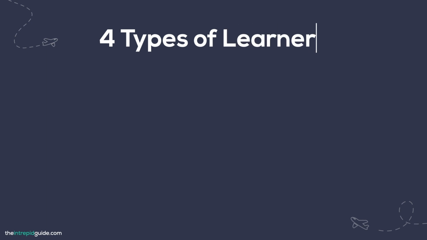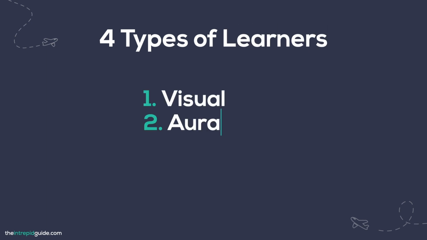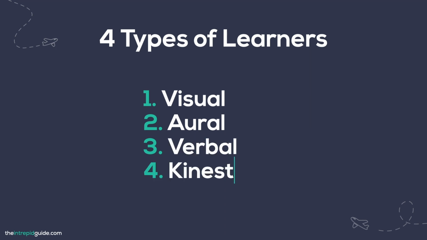There are 4 types of language learners that apply to the majority of learners out there. There are visual, oral, verbal, and kinesthetic learners. Next, we'll dive into each one of these and identify the best way to learn a language according to each style, plus which resources go hand in hand with these learner types. The first is visual learners.